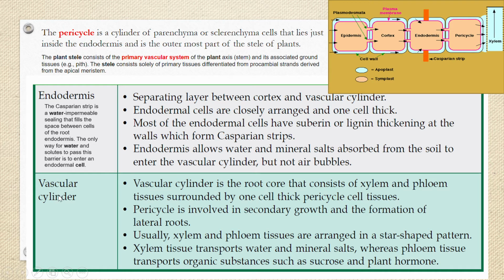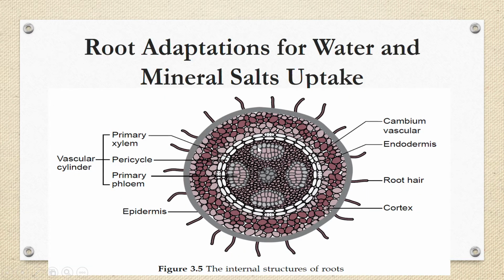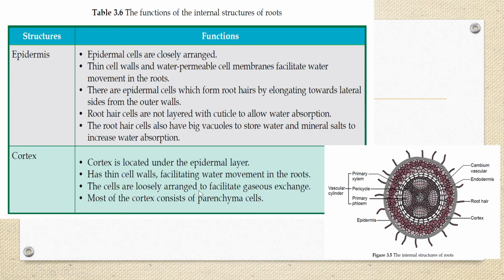Okay, vascular cylinder. What is the vascular cylinder? It's the root core consisting of the phloem and xylem tissue, surrounded by one thick pericycle cell tissue. This is the pericycle. So that means, okay, go back to the structure. This is now a bigger one. The vascular cylinder here inside has got the xylem and the phloem. Okay, that's the vascular cylinder, and then the pericycle is here, encapsulating it.